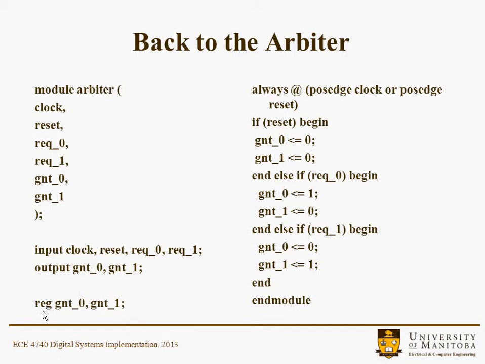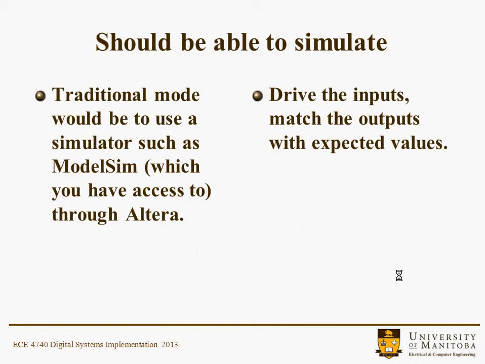The only difference here is the grant 0 and grant 1 outputs are registered, and in this particular case, always at a positive edge of the clock or a positive edge of reset, we do the following. If the reset, set the grant 0 and grant 1 to 0. If request 1 is 0, or request 0 is 1, then you set grant 0 equal to 1. Else if request 1 is equal to 1, then you set grant 1 equal to 1. So you should be able to simulate that. In addition to that, that code up there should be synthesizable.